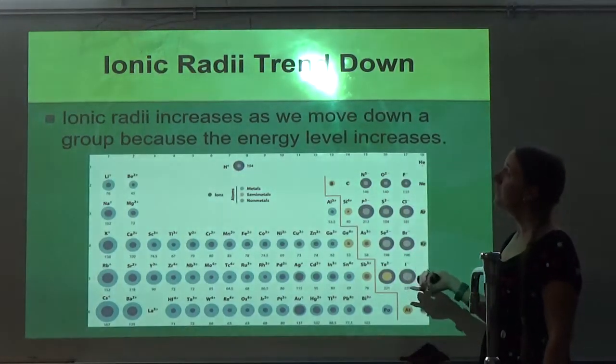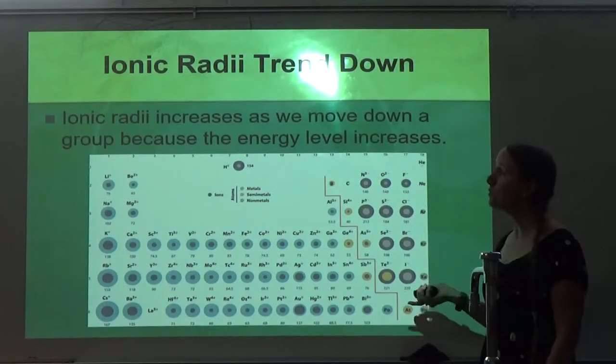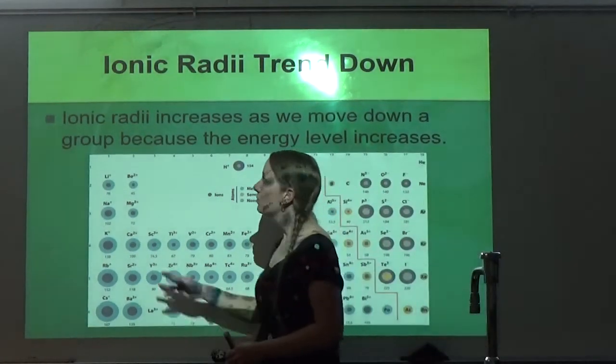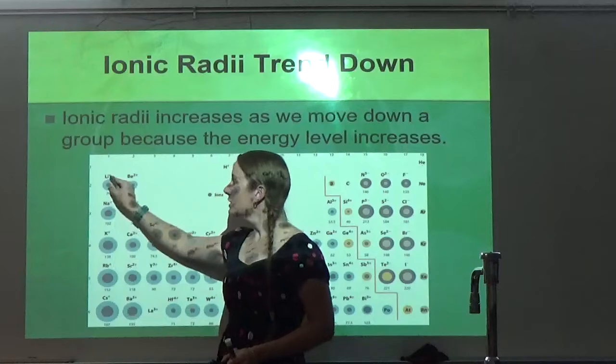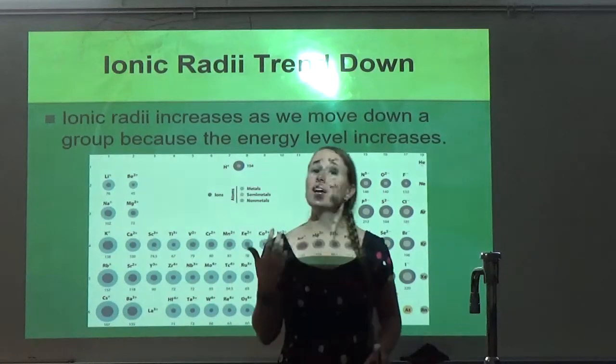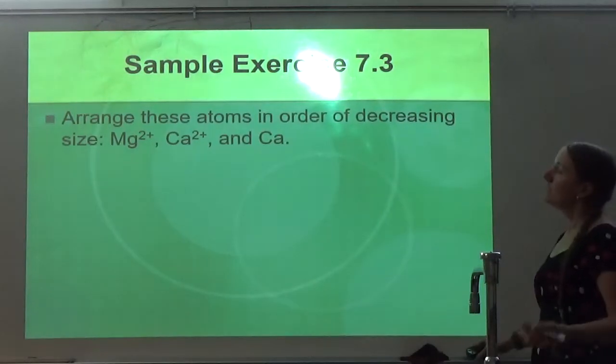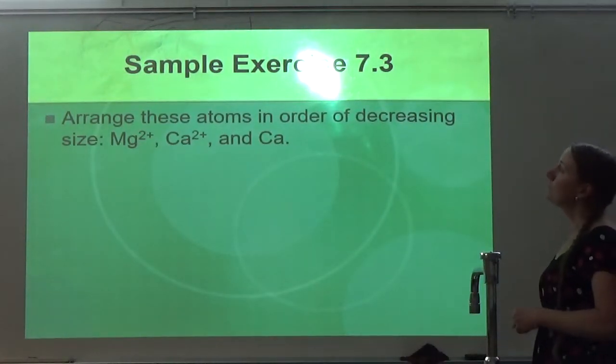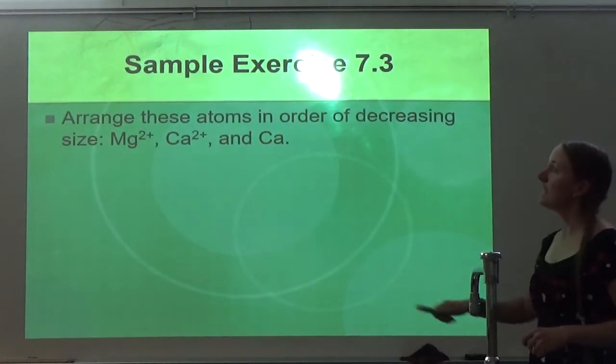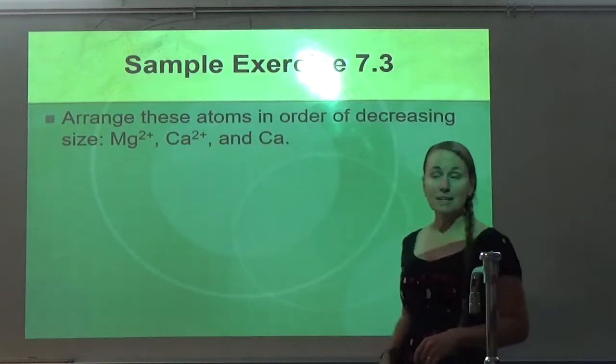So ionic radii increase as we move down a group because, again, even though we're removing and adding electrons, you still gain a new energy level every time you move down on the periodic table. So it says arrange these atoms in order of decreasing size. Oh, this should say atoms and ions because we have some ions in here.